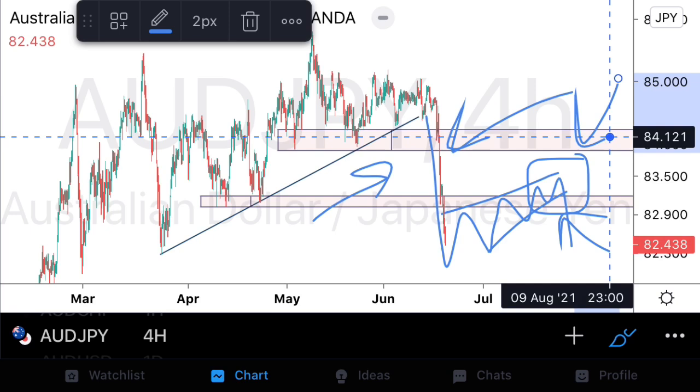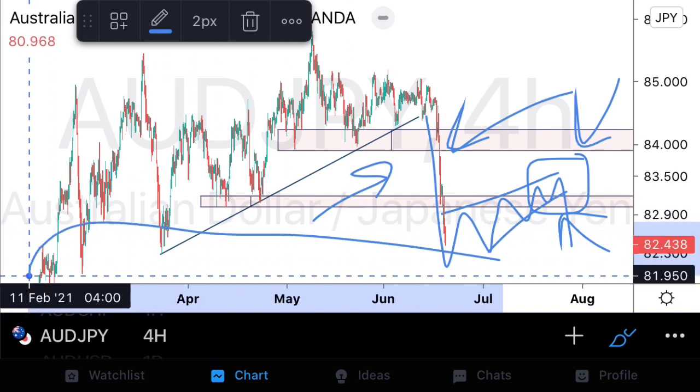So that's what we're going to be looking for over the course of next week, over the course of the following weeks on AUDJPY. Obviously, we'll adapt to the market structure. If we find sufficient reason to be buying this market, then we might be opening ourselves to that as well, because we are at major support structures.